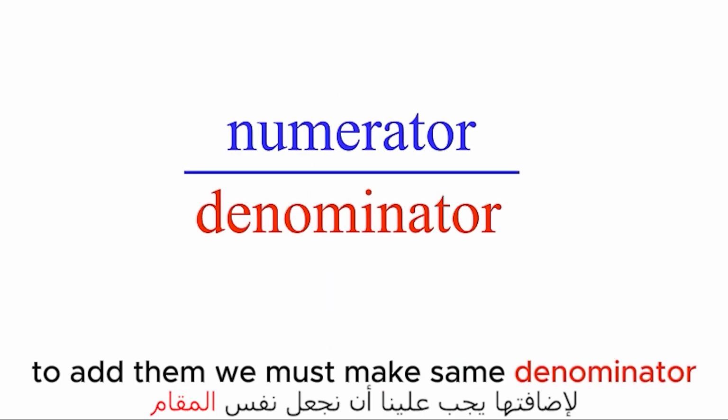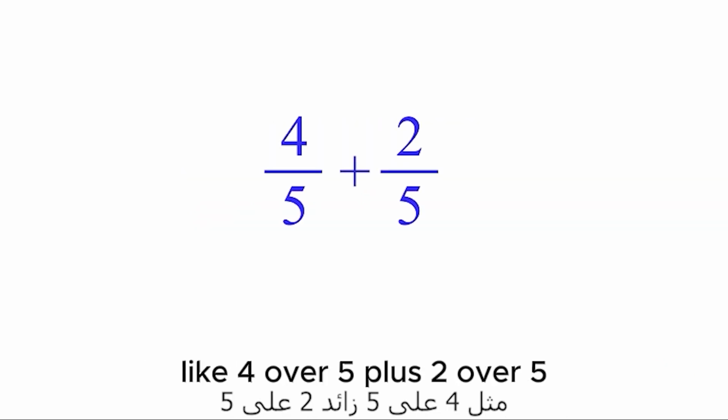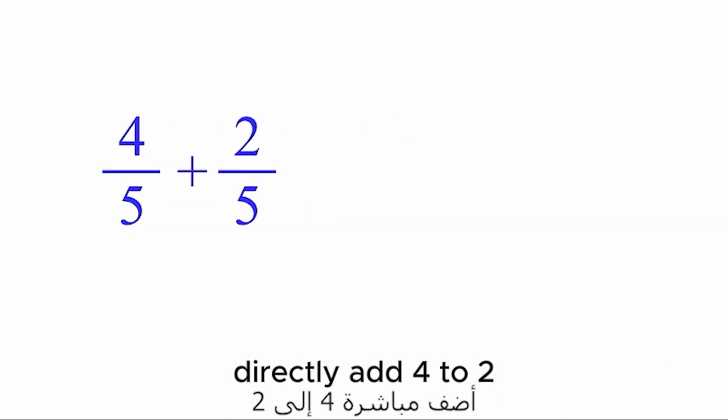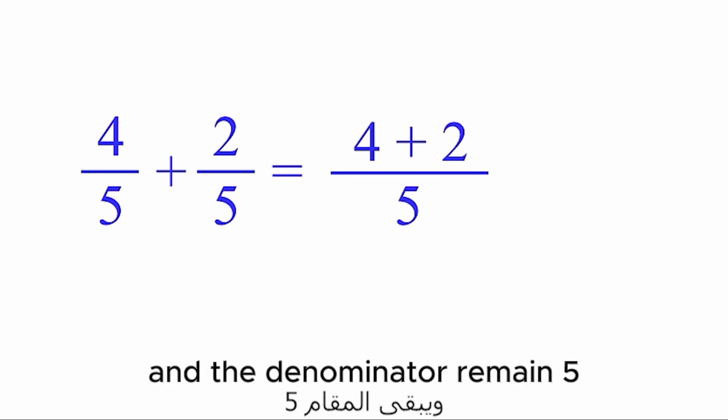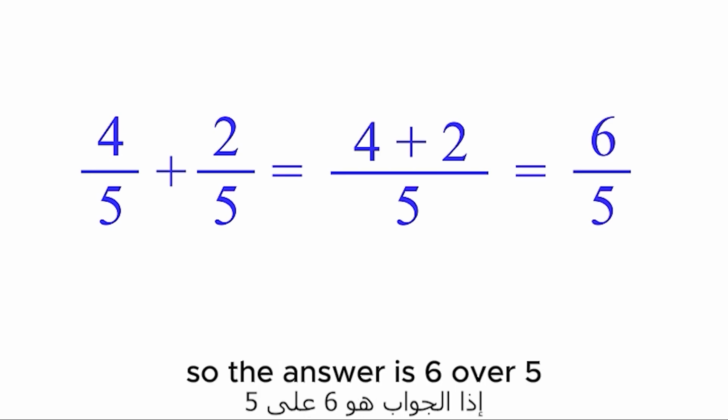To add them we must make the same denominator. If you have the same denominator, like 4 over 5 plus 2 over 5, directly add 4 to 2, and the denominator remains 5. 4 plus 2 is 6, so the answer is 6 over 5.